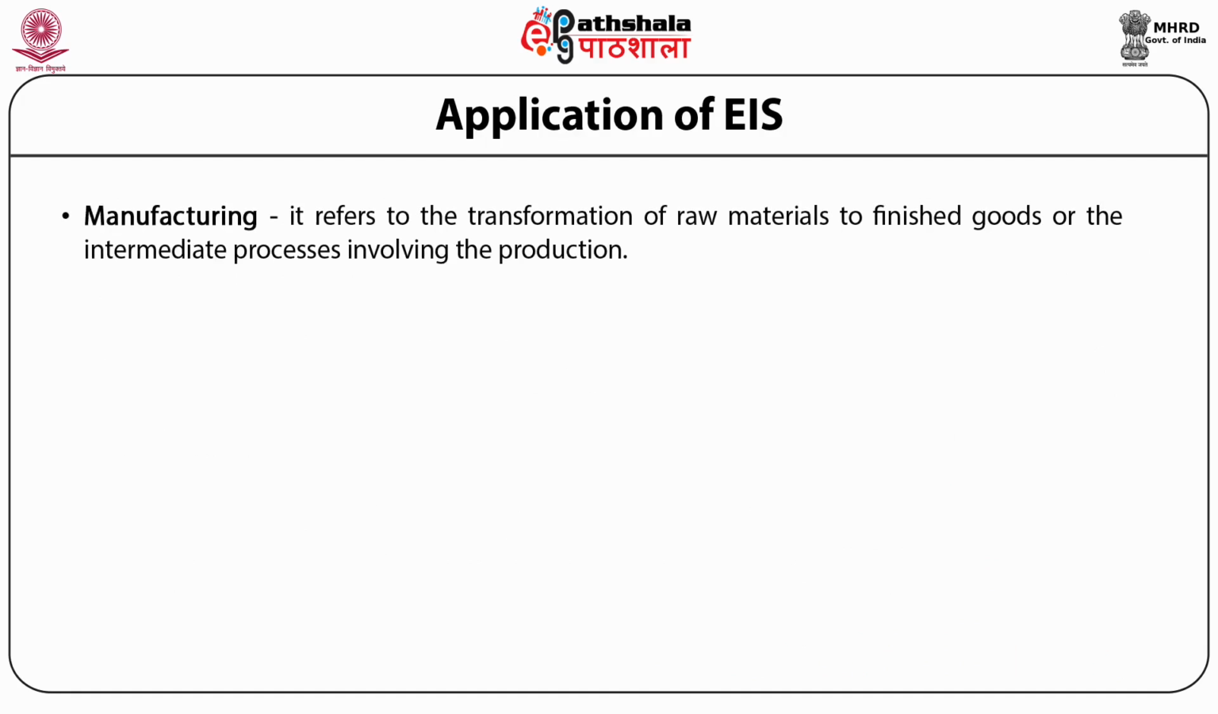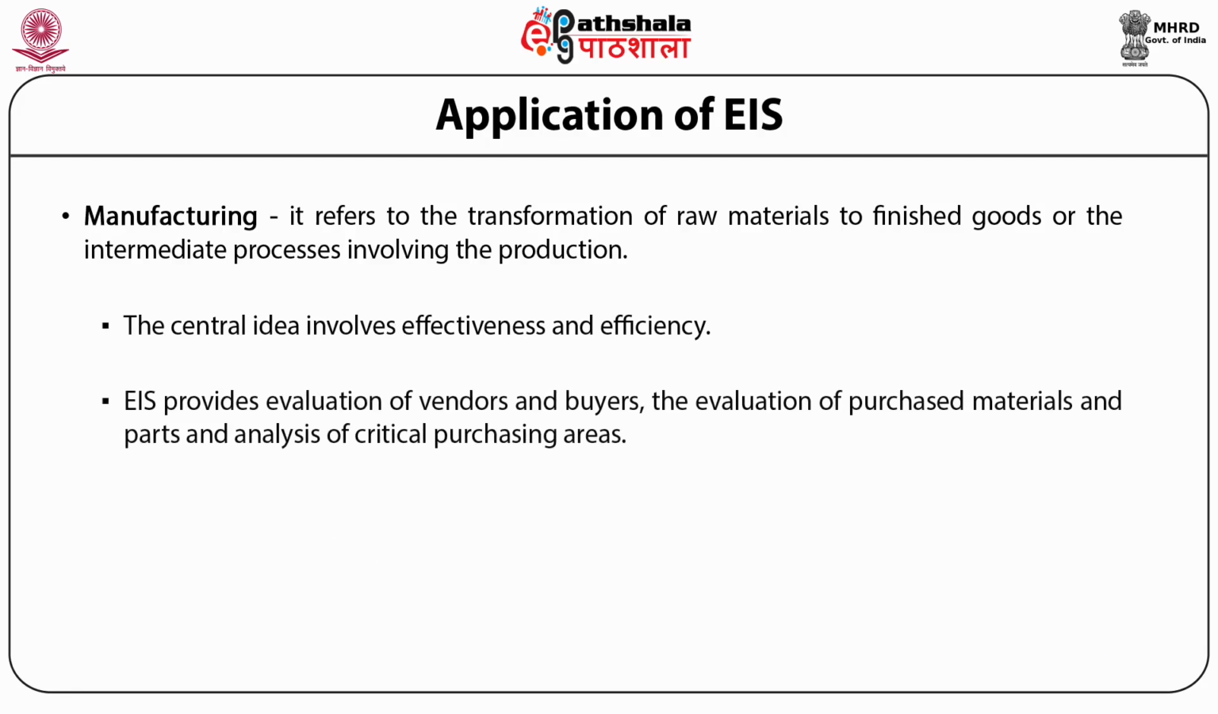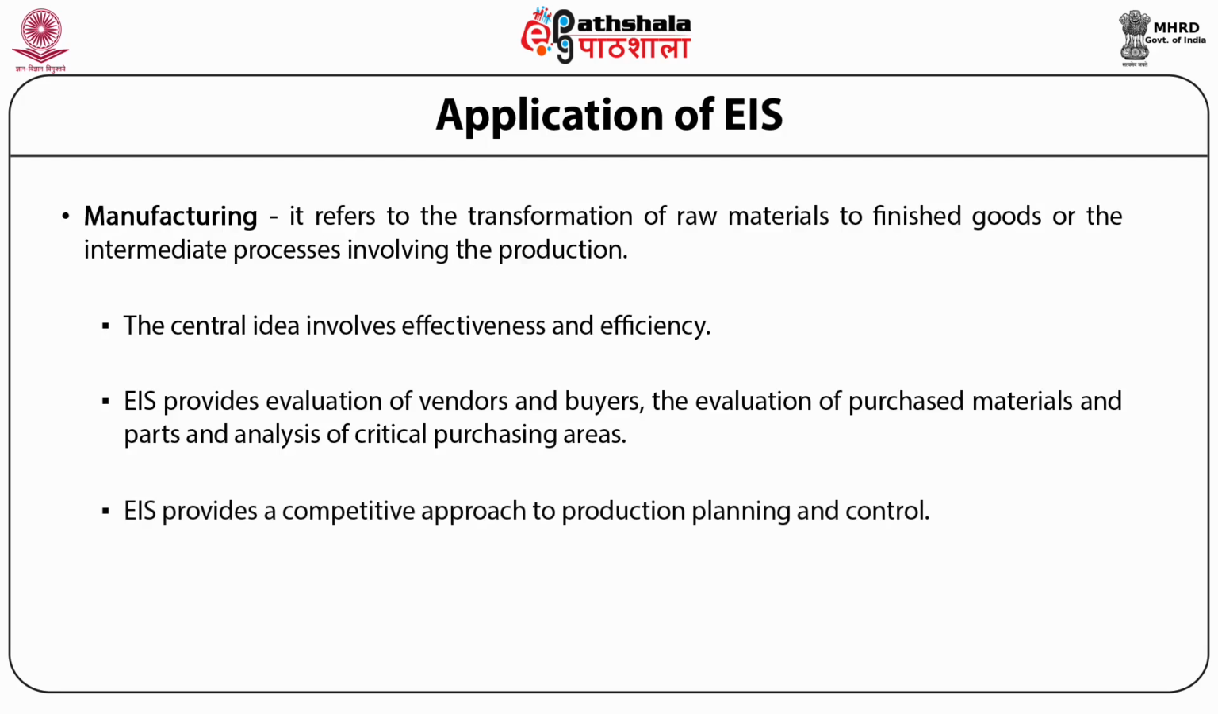Manufacturing. It refers to the transformation of raw materials to finished goods or the intermediate process involving the production. The central idea involves effectiveness and efficiency. EIS provides evaluation of vendors and buyers, the evaluation of purchased materials and parts, and analysis of critical purchasing areas. EIS provides a competitive approach to production planning and control.